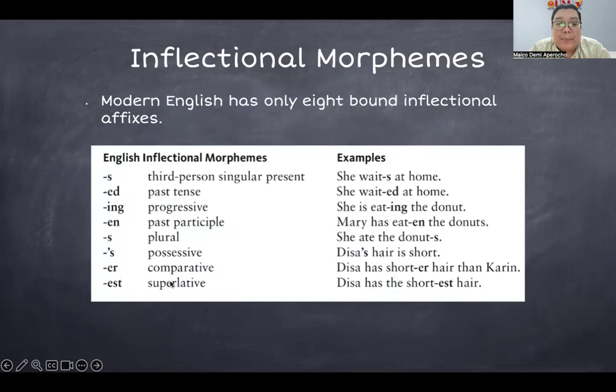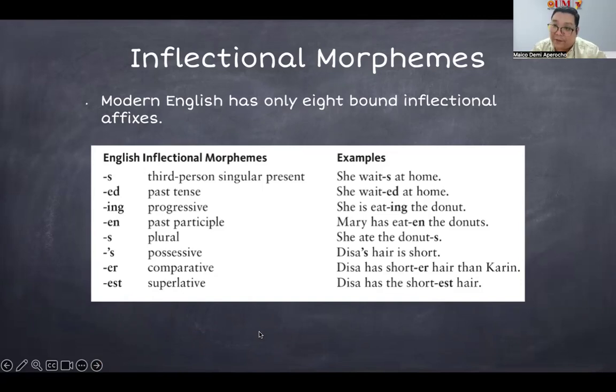Now, here are some examples of modern English, which has only eight bound inflectional affixes. As you can see here, we have the third person singular present, past tense -ed, progressive -ing, past participle -en, plural form, the suffix -s, apostrophe s for possessive, -er for comparative, and -est for superlative. These two are basically for the adjectives.